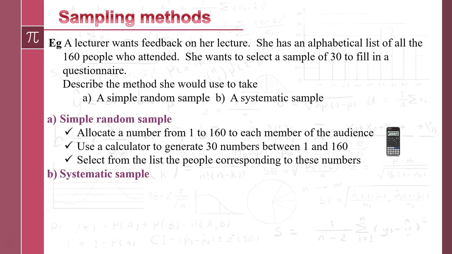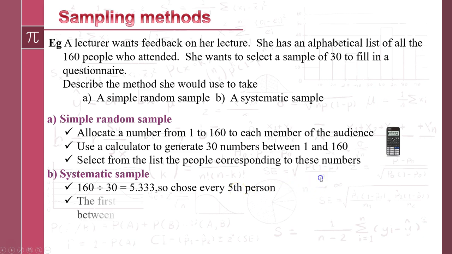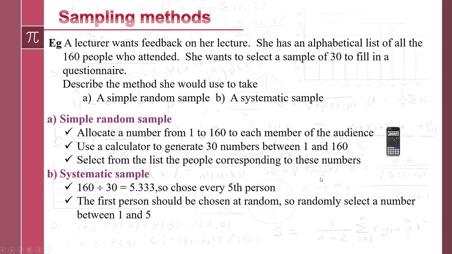If we're going to do a systematic sample, well, we've got 160 people in the audience. We want a sample of 30. So that means we're going to need to choose pretty much every 5th person. Now we've got to decide who's the first person I'm going to pick. So the first thing I'm going to do is generate a random number between 1 and 5. That's going to identify my first person.